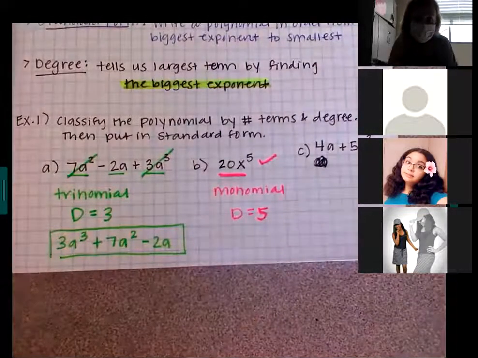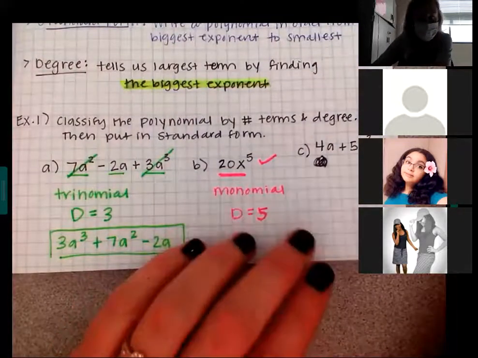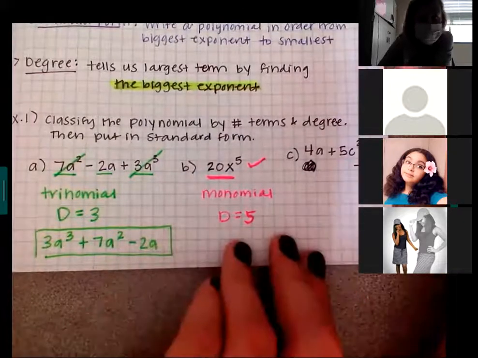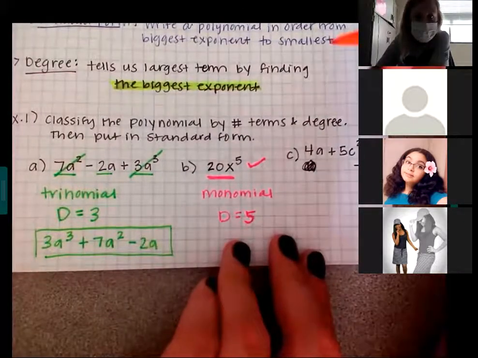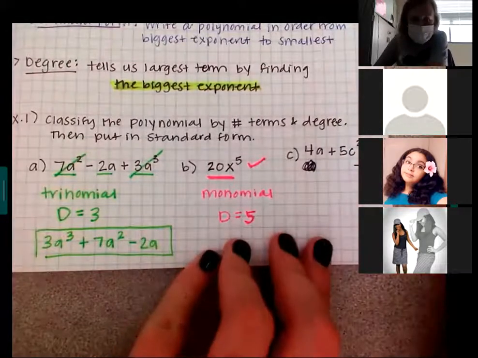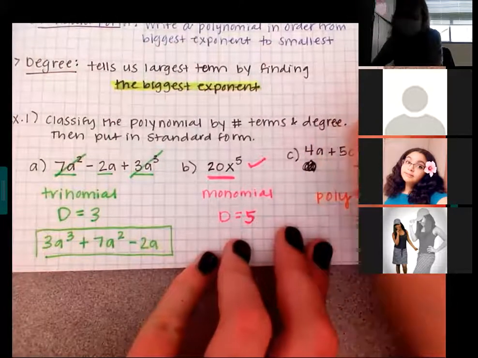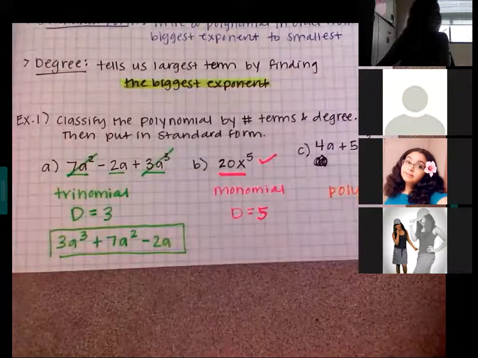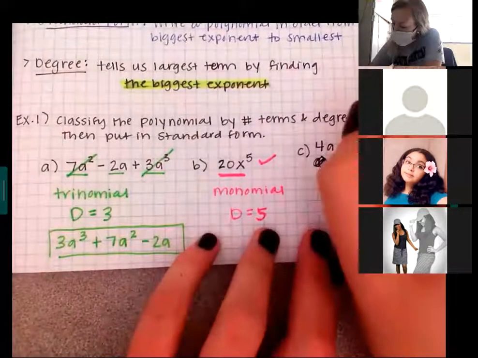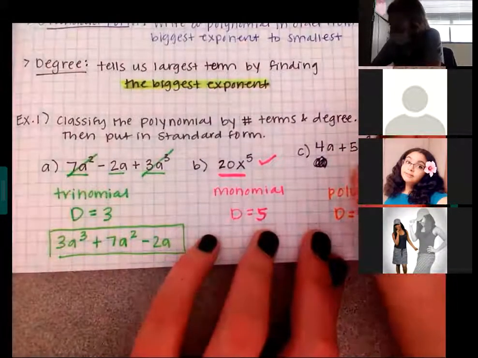All right, I think most of us are okay with the first two parts, the terms and the degree. How many terms do y'all see? How many things am I adding? 4. So what do we call it if it's 4, Ashley? Polynomial. Very good. Remember, if it's more than 3, that is a polynomial. I'm just going to abbreviate it, poly. Now, what's the biggest exponent y'all see? 2. So the degree is 2.